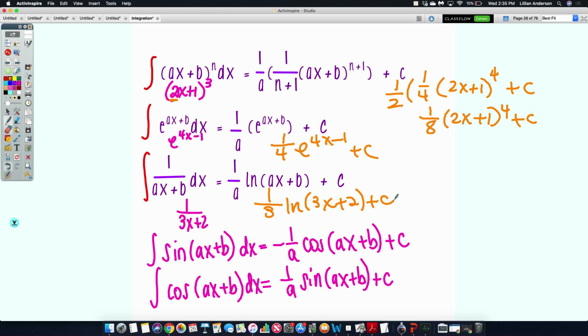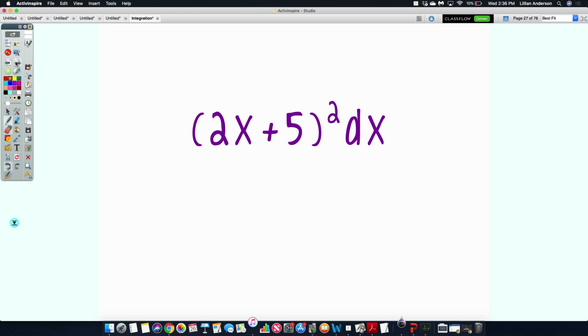No, those are not in your reference. None of these on this page are in your reference. That's probably the tougher stuff. Now you know basic sine, basic cosine, those antiderivatives are in your reference book, but not these.